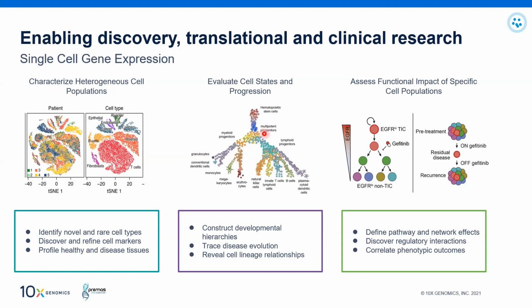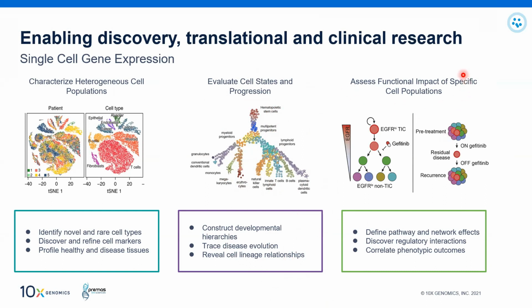Then in the developmental biology stage or any developmental functional aspects, you can see from where the cells are going and ending up in which cell type. So all those trajectories you can do and construct the developmental hierarchy and trace the disease evolution. At the same time, the cell lineage relationship can be done.